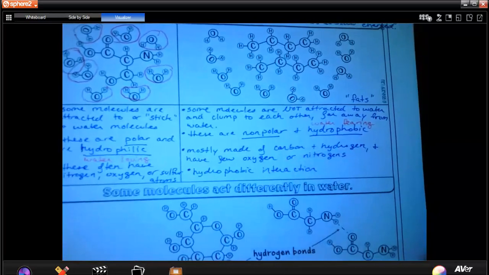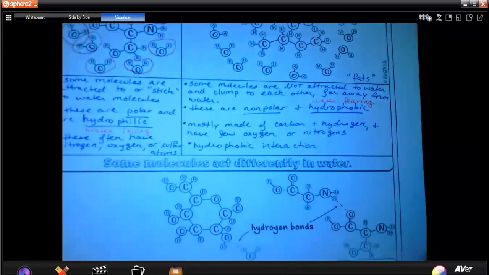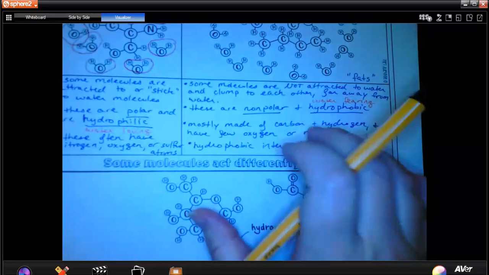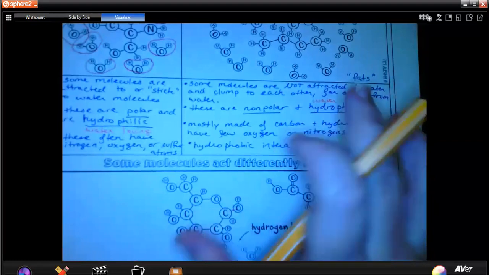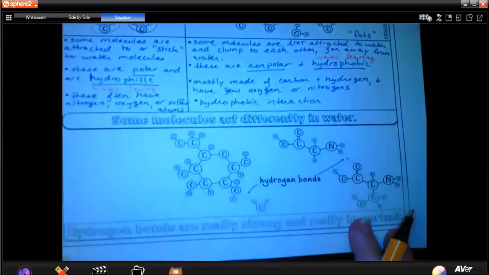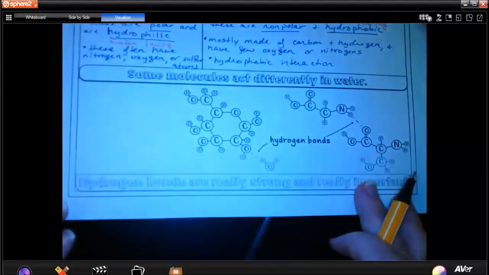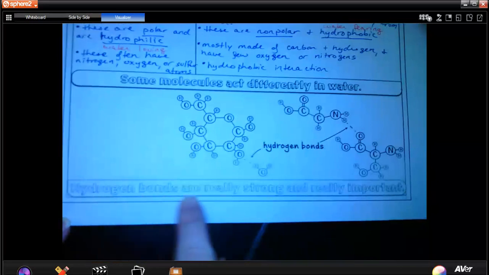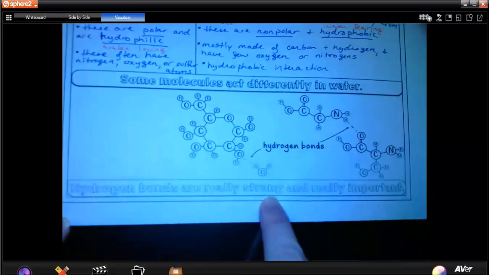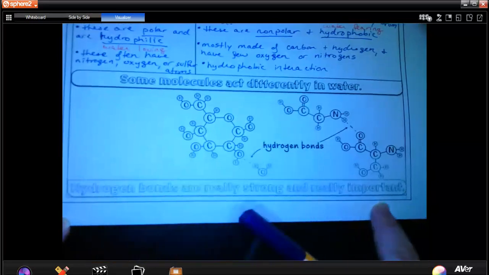It's what makes oil clump together and stay out of water, and wax and butter and all the other fats that don't like to work in water. So nonpolar hydrophobic molecules work differently in water than polar hydrophilic molecules. Our final point today: hydrogen bonds are really strong and really important.